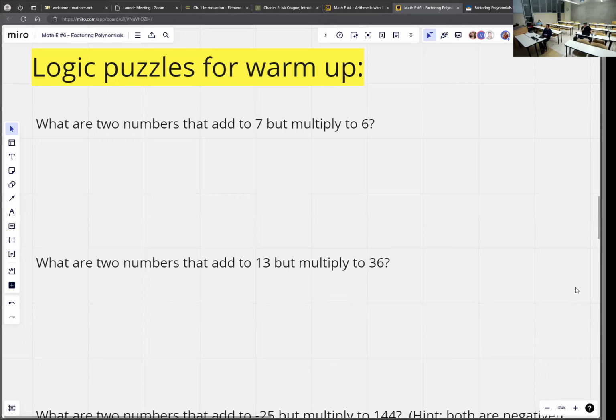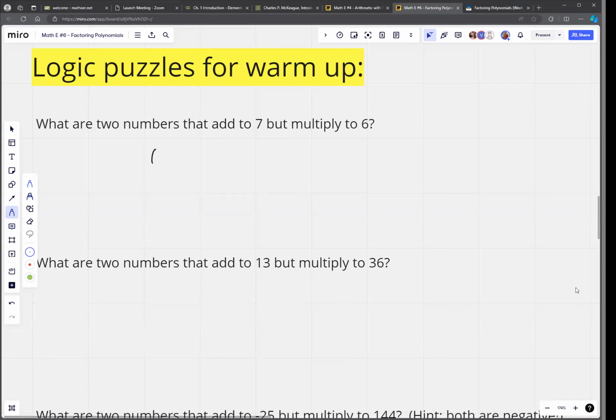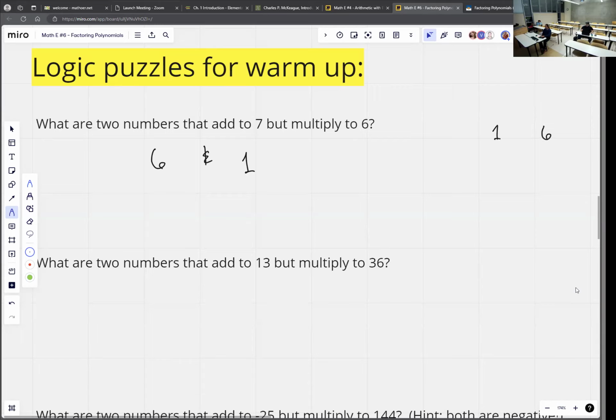Oh, 6 and 1. Yeah. If you said 1 and 6, that would also work. If you wanted to be very methodical about this, you could do the same thing we just did. 1, 6, 2, 3. Does 4 work? No. Does 5 work? No. So that's all the different ways to get 6. So which of those add to 7?